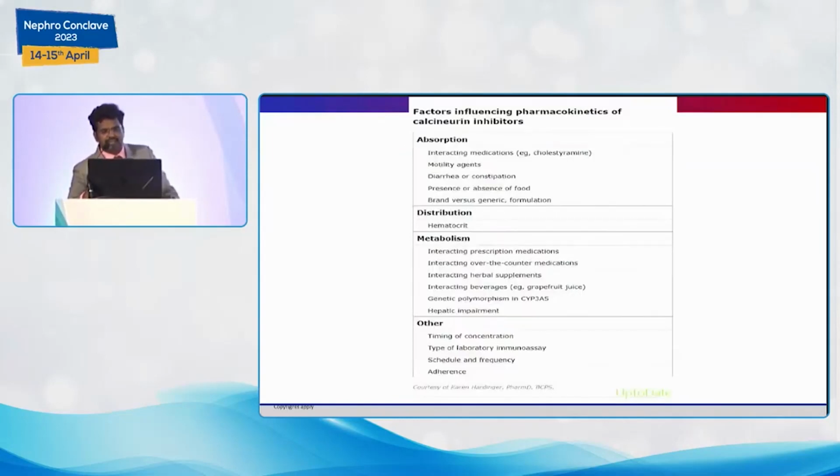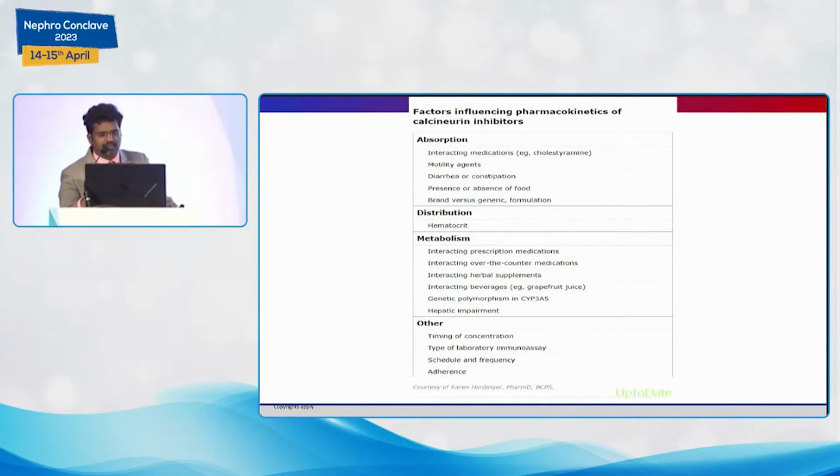So what are the factors influencing pharmacokinetics of calcineurin inhibitors? In most of our transplant protocols, the calcineurin inhibitor was previously cyclosporine, but nowadays we more commonly use TAC. The factors are mainly absorption, distribution, and metabolism. For absorption, any drug which interacts with motility, any diarrhea or constipation, or the presence or absence of food, matters, so we should be careful while prescribing drugs which interfere with motility.